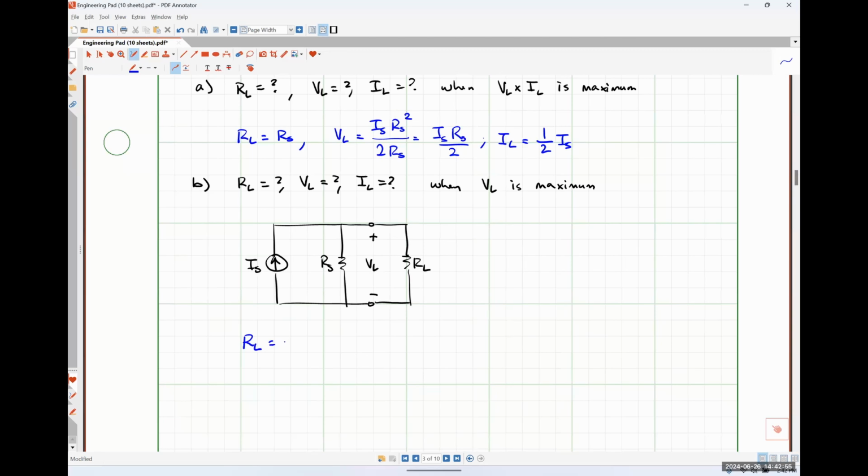So that means that RL will be infinite, which I believe you can just put into WebWork as INF. VL will just be IS times RS, and IL must be 0 because our load resistance is an open circuit.